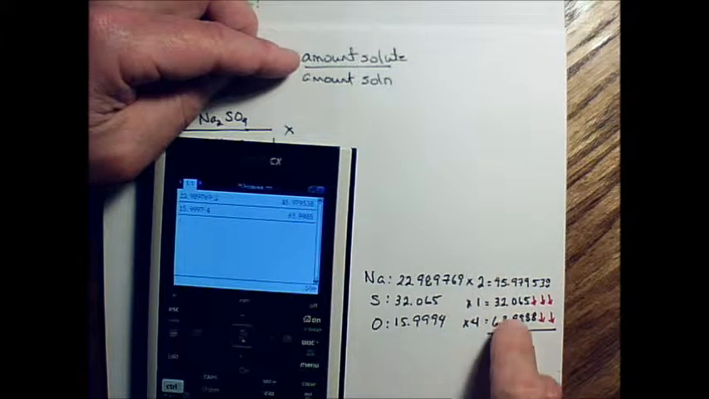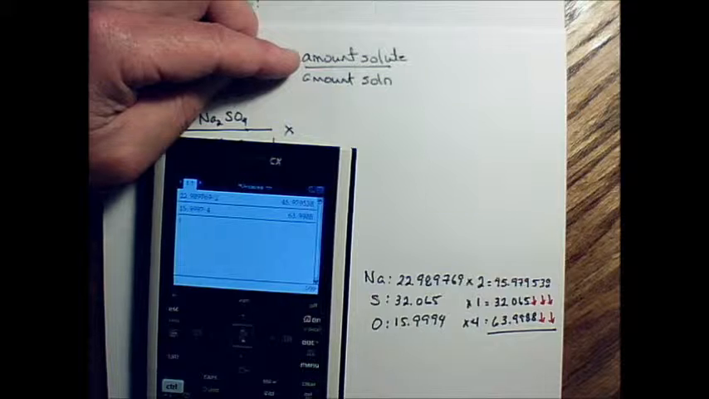But we want to add all these numbers together now. So 63.9988 plus 32.065 plus 45, what? Why don't you go down? I don't know. Does it matter? That's right, it doesn't matter.